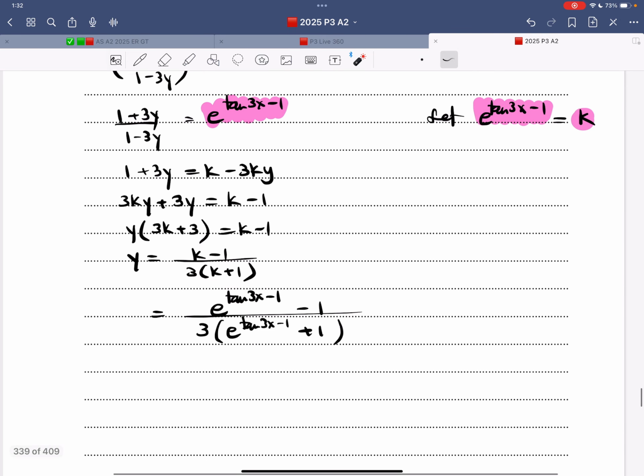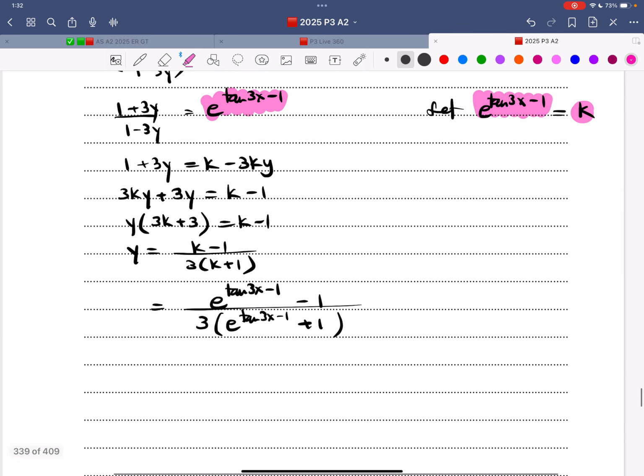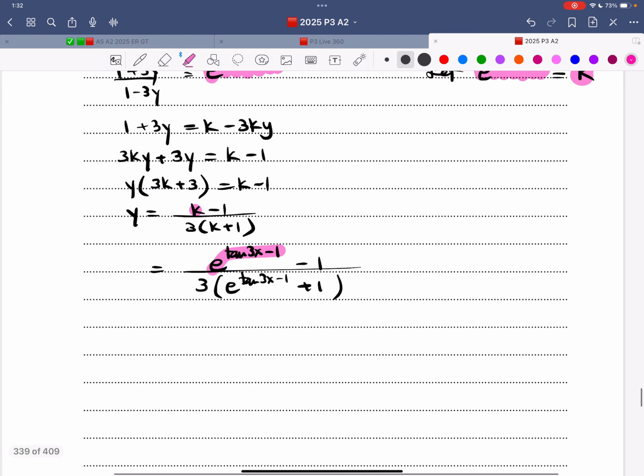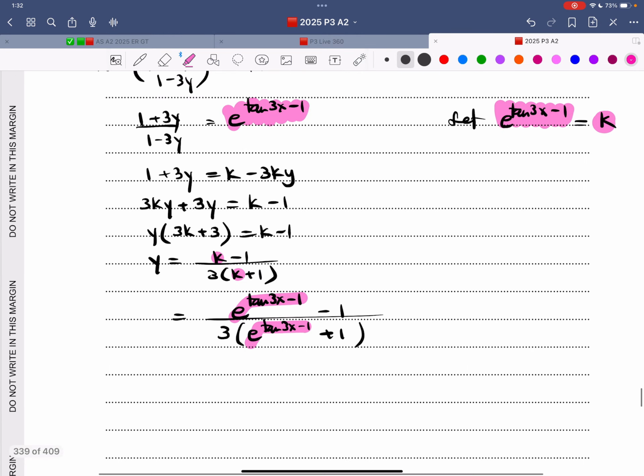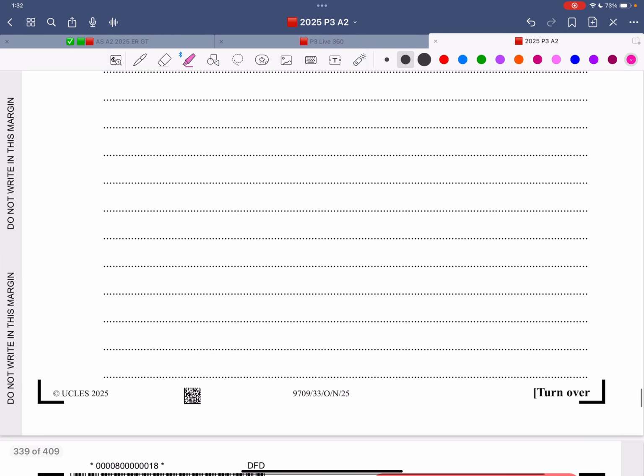So now you insert it back. So now k is inserted as e raised to power of 3x minus 1. The rest of the terms are over there. So this is from variant 33.